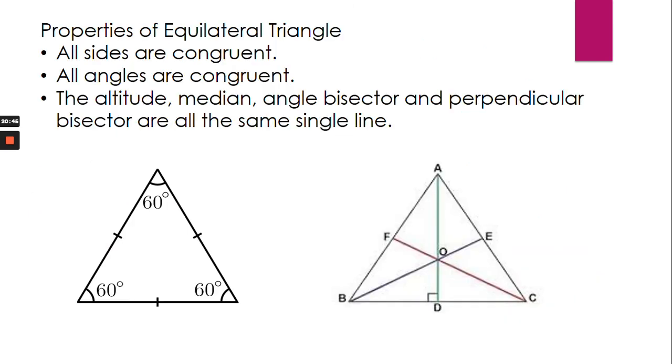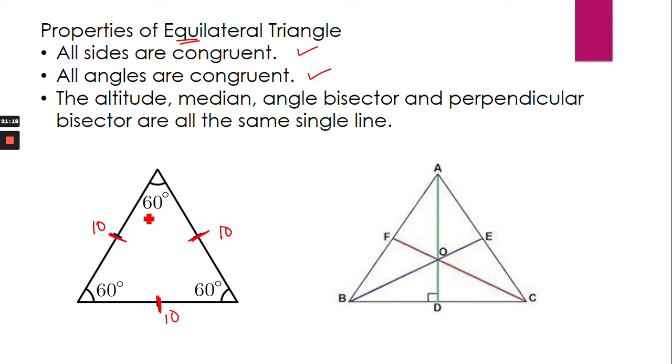Okay, let's have the properties of an equilateral triangle, that's very easy. When you say equilateral, all sides are equal. So one property of an equilateral triangle is that all sides are the same or equal. So if this is 10, this is 10, and this is also 10, right? All angles are congruent. Since all sides are congruent, therefore all angles are congruent.